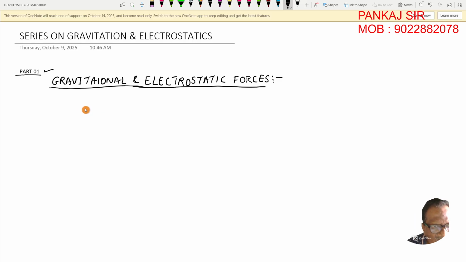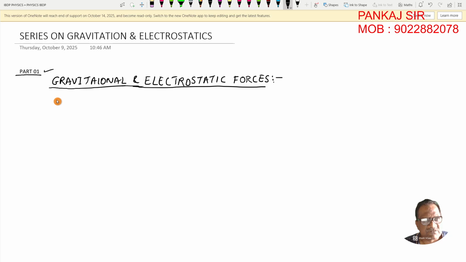Now the first thing I want to mention is that any field, whether it is a gravitational field or an electrostatic field, always gives rise to forces. Whenever any particle or object is placed in the field, it is bound to experience some force. In a gravitational field, a particle will experience gravitational force, and in an electric field, a particle will experience electrostatic force.